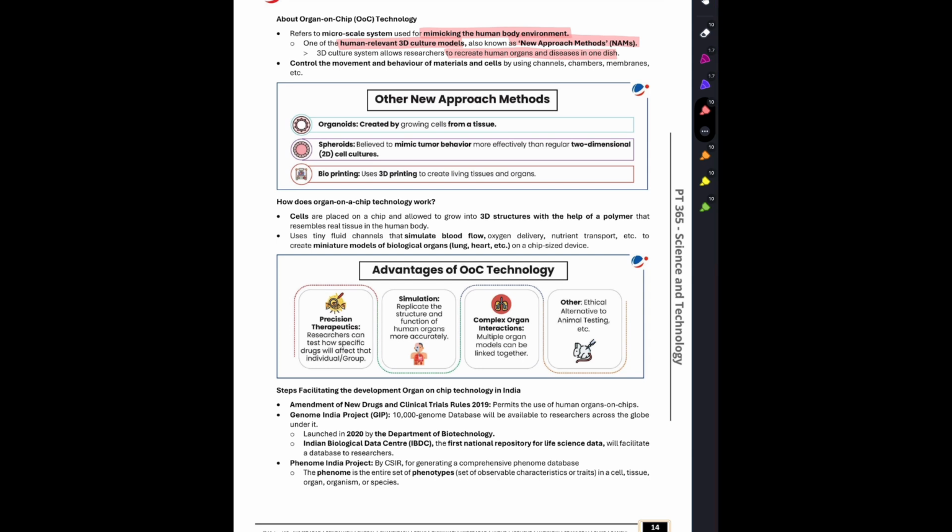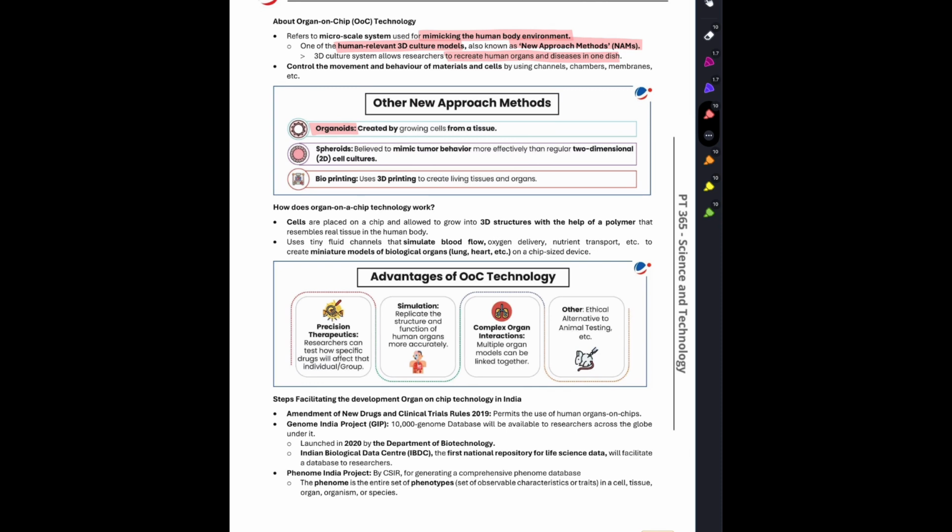Other new approach methods: organoids, created by growing cells from spheroids, mimic tumor behavior more effectively than regular 2D cell cultures. And the next is bioprinting. So these are the new approach methods. Bioprinting basically uses 3D printing to create living tissues and organs.